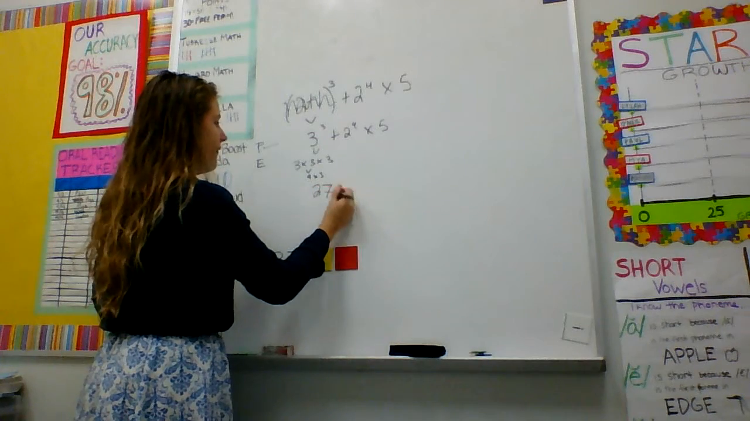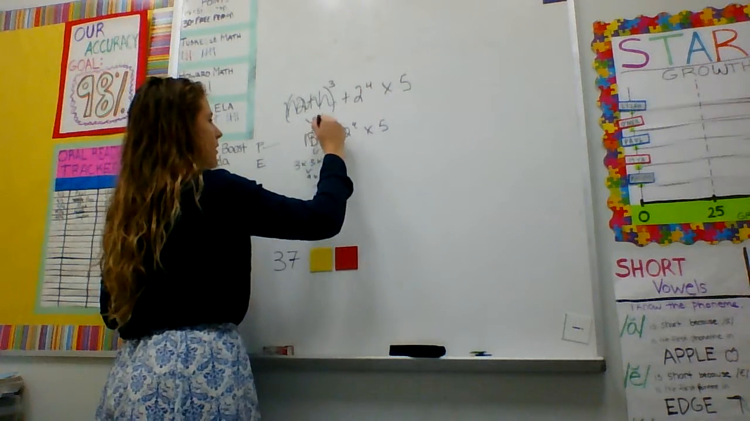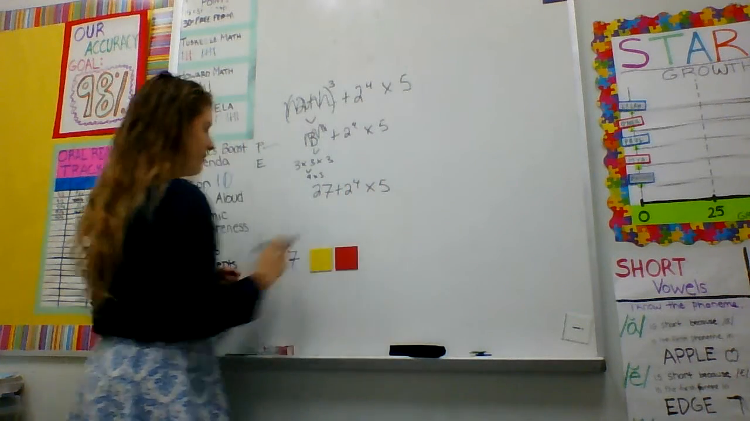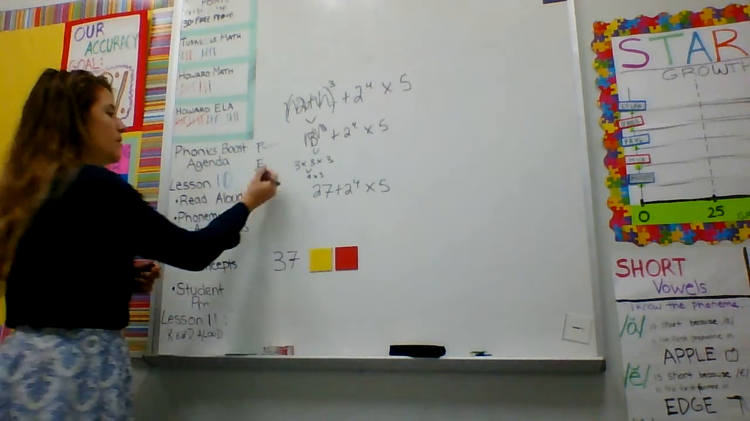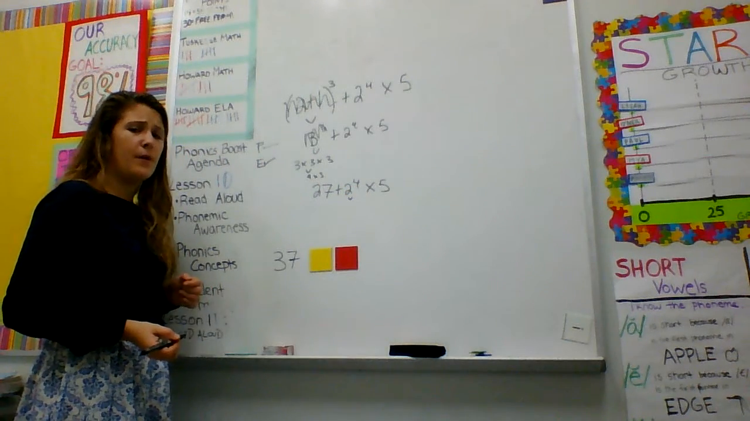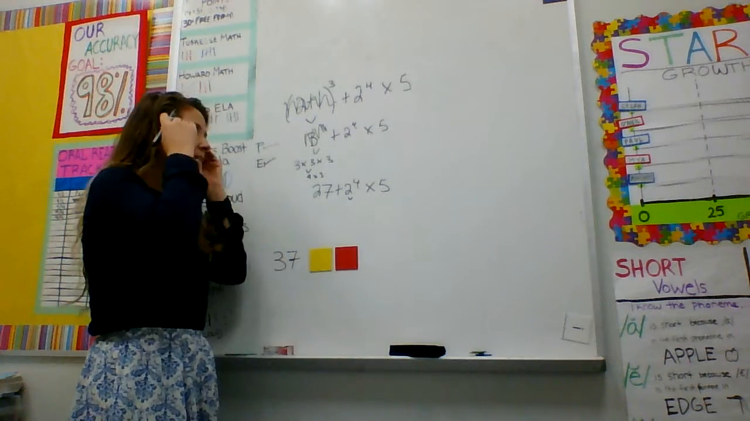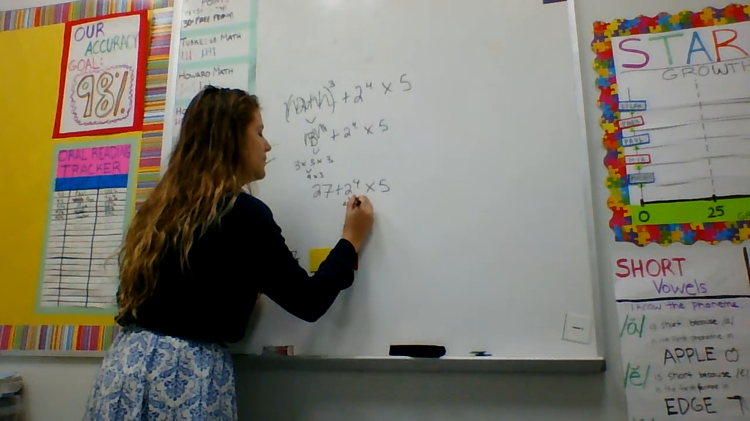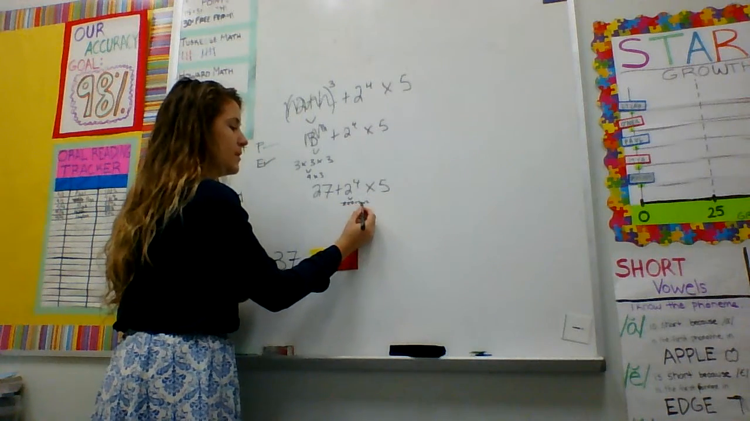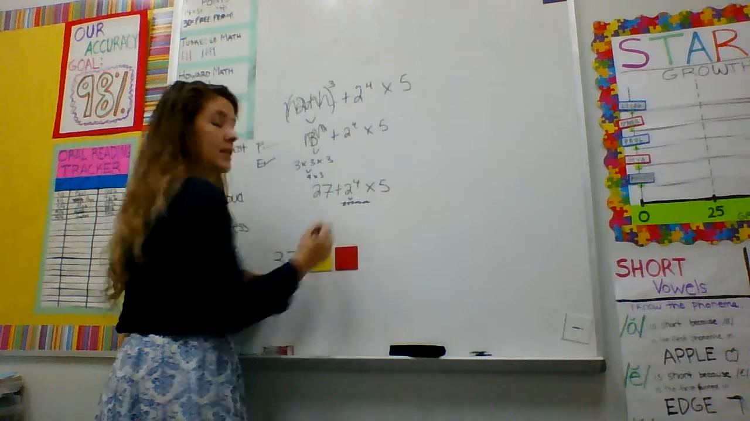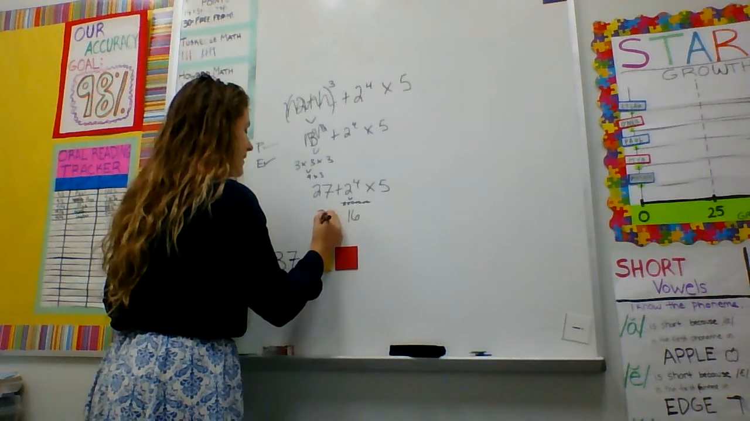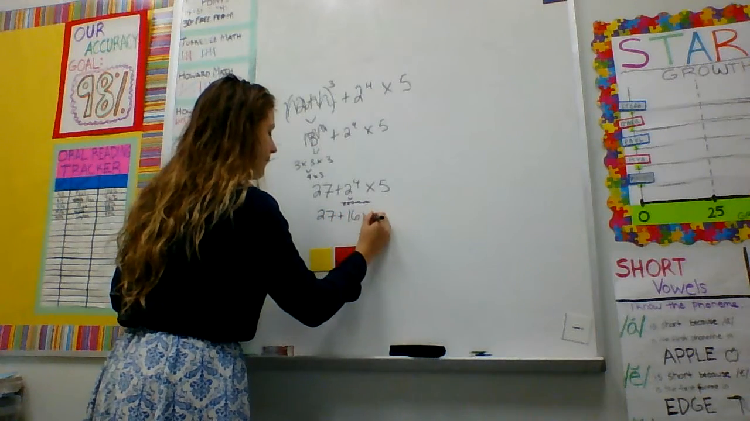So I get 27. I'm going to scribble this out because I've used it. 27 plus 2 to the 4th power times 5. Now I still am on exponents. The next exponent I'm going to do is 2 to the 4th power. This is not 8. That's a silly mistake. It is 2 times 2 times 2 times 2. 2 times 2 is 4, times 2 is 8, times 2 is 16, so 2 to the 4th power is 16. I'll bring down everything else as well.